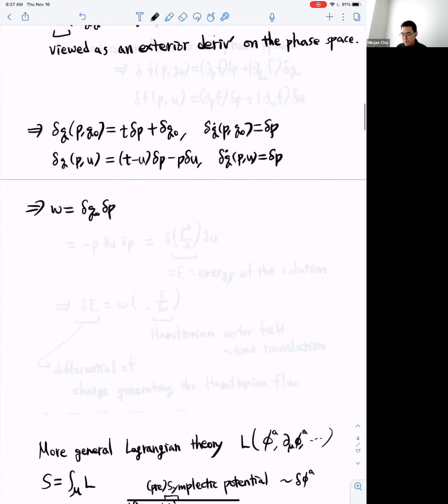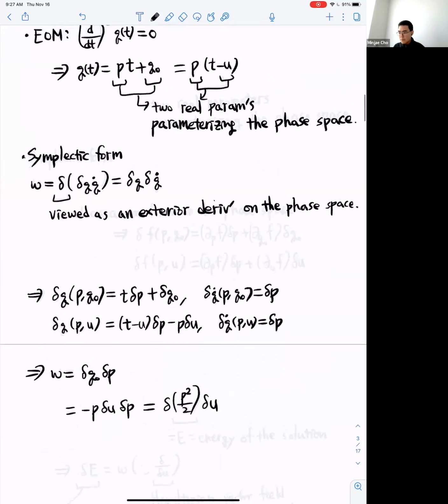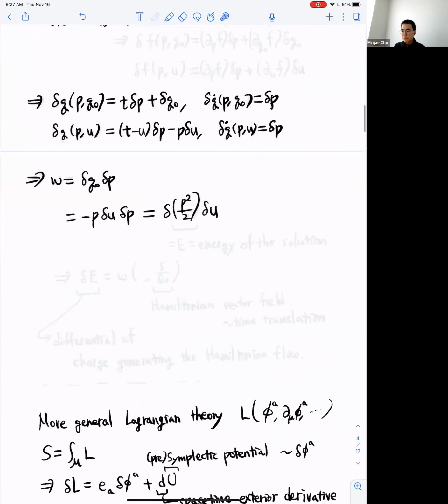In terms of u variable, what we obtain is the following. And recall, what was u? U was basically the parameter for the time translation. And in the symplectic form, what this is saying is that the charge which is generating the translation in u is actually given by p squared over 2. And we know what the meaning of p squared over 2 is. It's the energy of the solution.